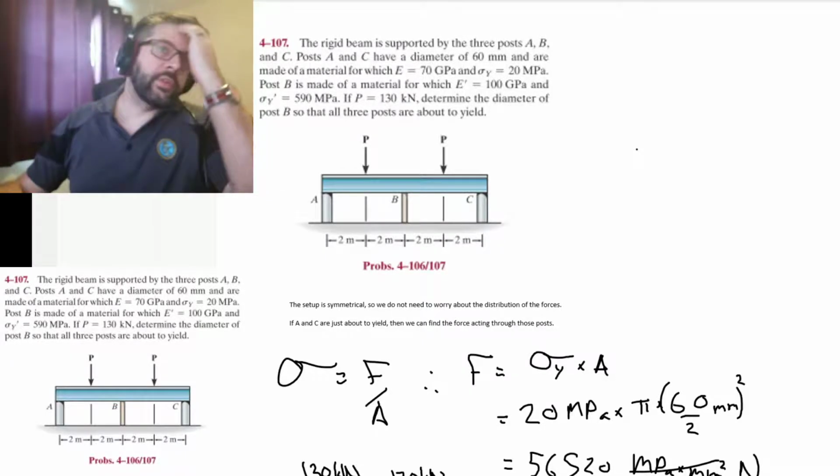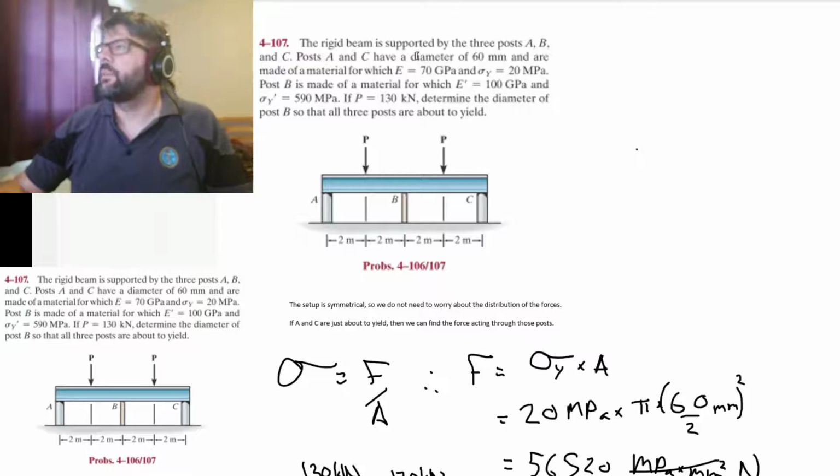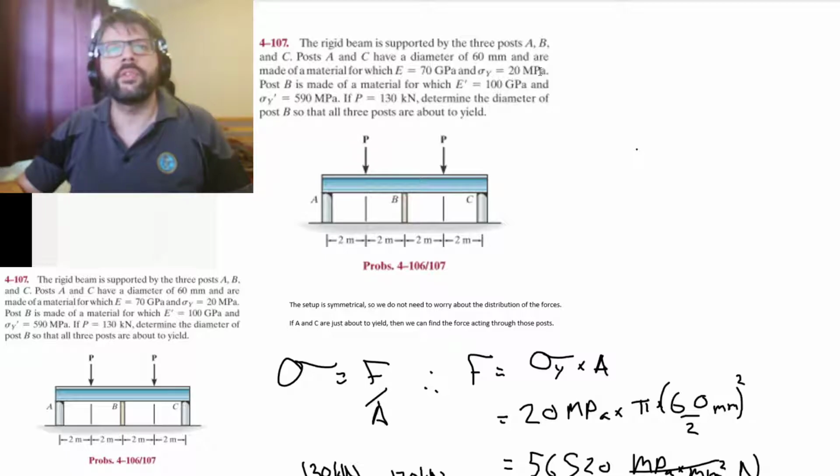Okay, so the situation that we've got here is a beam supported by three posts, A, B, and C. The outer ones have a diameter of 60 millimeters, and they're made of a material with a Young's modulus of 70 GPa and a yield strength of 20 MPa. The middle one is a stiffer and stronger material, so it's got a Young's modulus of 100 GPa, and its yield strength is a whopping 590 MPa.